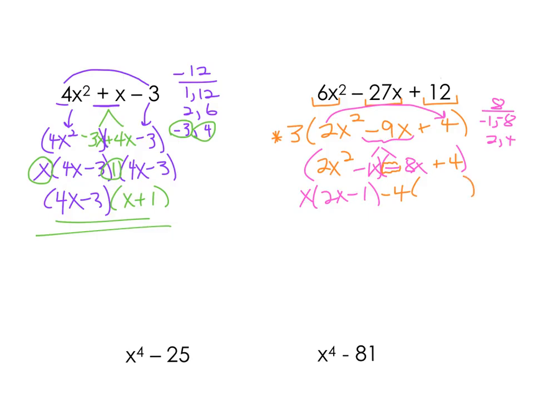Negative 4 goes into negative 8x, we have 2x left over. And then negative 4 will go into positive 4 negative 1 times. That gives us a matching parenthesis of 2x minus 1. And then those parts on the outside give us that second parenthesis, x minus 4. And then drop that 3 down in front as a common factor.